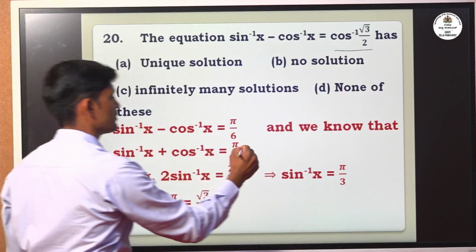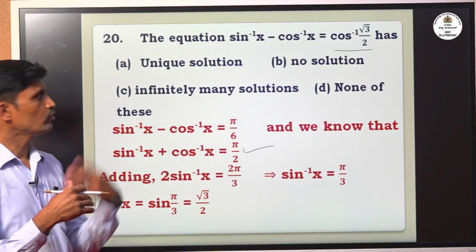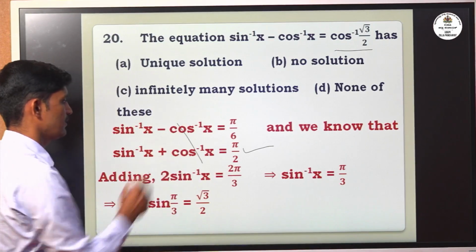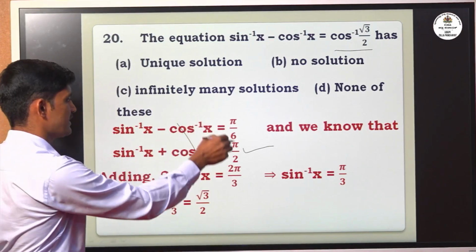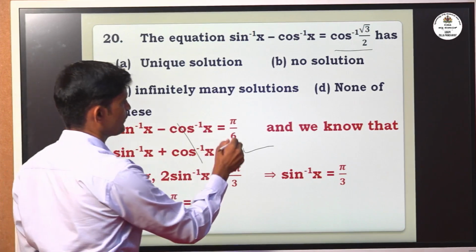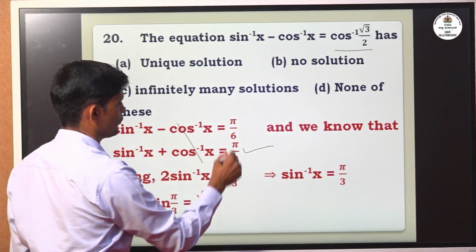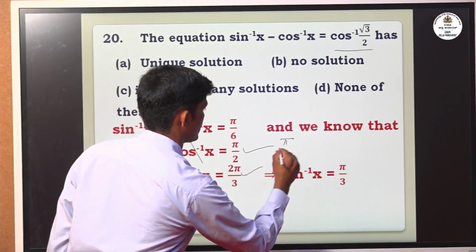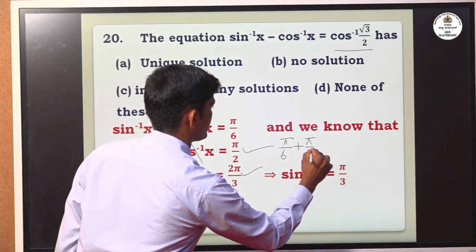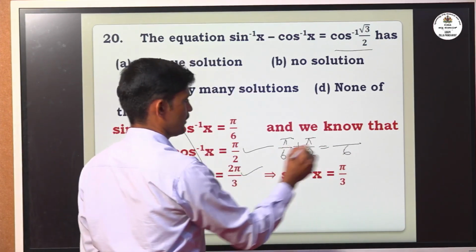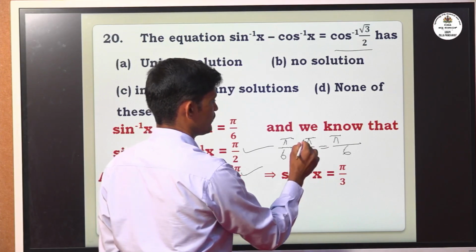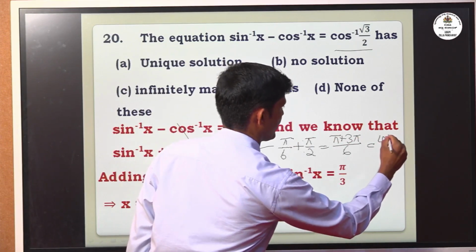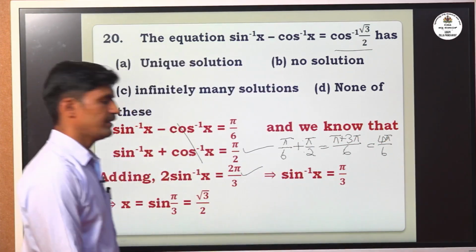Sin inverse x plus cos inverse x equals pi by 2 is the identity. In order to find the value of x, let us add them. Elimination method. Cos inverse x cancels when we add. You will get 2 sin inverse x equal to pi by 6 plus pi by 2. That is LCM 6, so pi plus 3 pi, 4 pi by 6, that is 2 pi by 3. Add pi by 6 plus pi by 2 with LCM 6. Here you have to multiply 3 to both numerator and denominator, becomes 4 pi by 6. This 4 pi by 6 becomes 2 pi by 3.